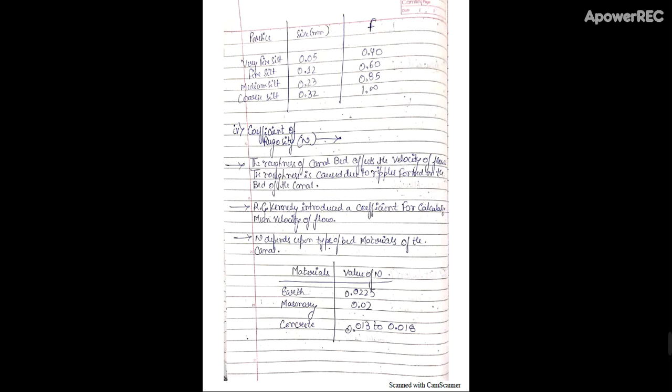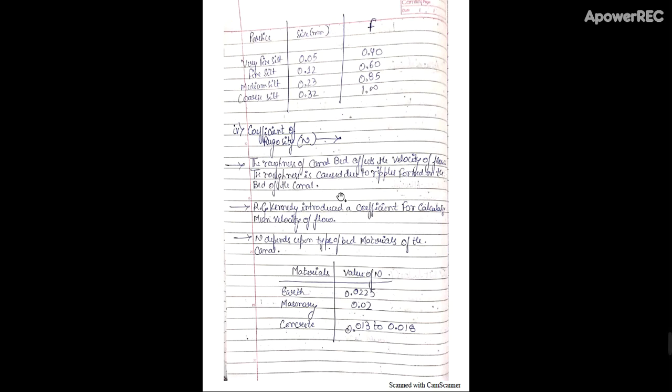Next we have the coefficient of rugosity, that is also indicated as capital N. This coefficient of rugosity affects the velocity of the flow, and it is also taken into account while calculating the mean velocity of flow. We would be frequently taking the names of two scientists: one is R.G. Kennedy and the other one is Gerald Lacey. So this coefficient of rugosity affects the velocity of the flow.